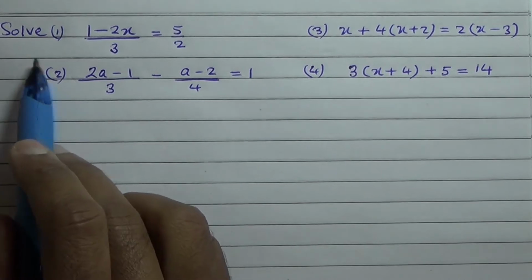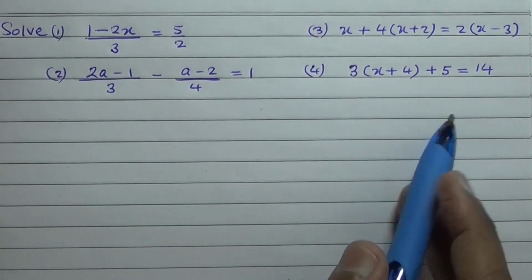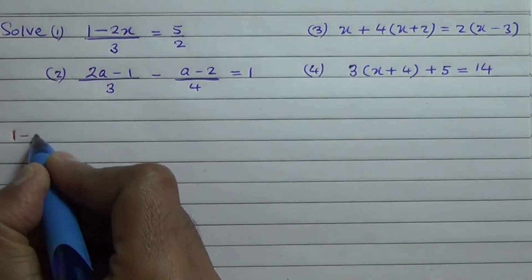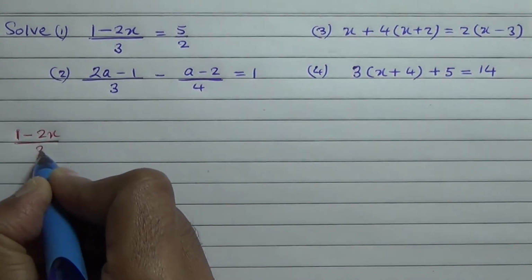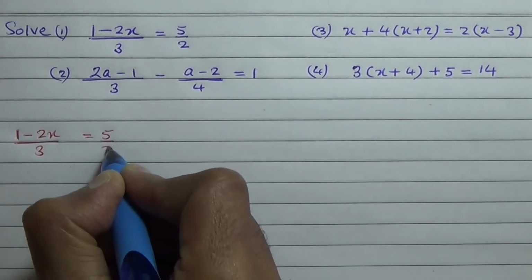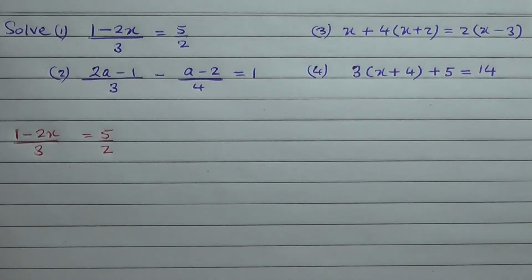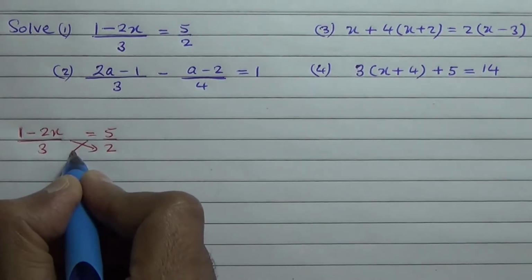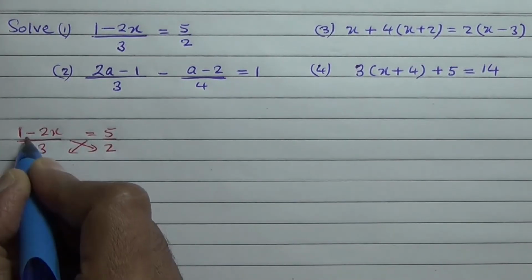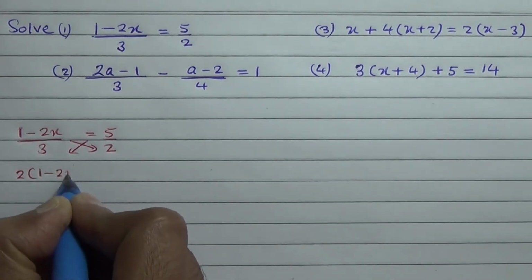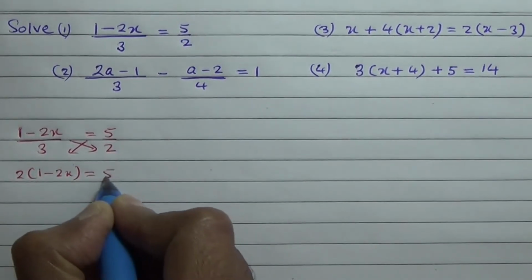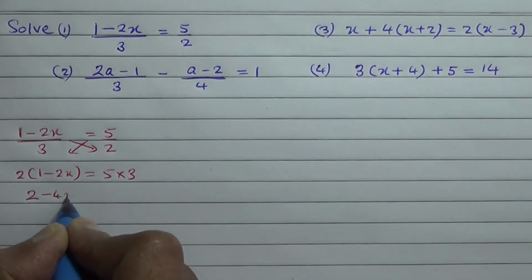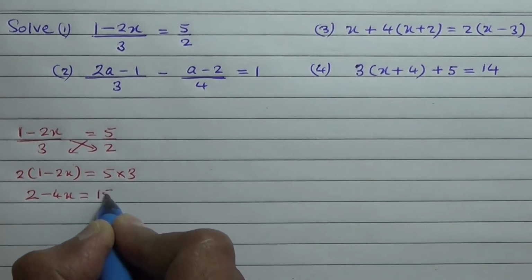Okay, now we need to solve these 4 equations. Let's take a look at all of them one by one. We got first equation, 1 minus 2x over 3 is equal to 5 over 2. So one of the best ways to solve these equations is to proceed by doing a cross multiplication. You multiply these two out. So 2 times 1 minus 2x is equal to 5 times 3. In other words, 2 times 1 is 2. 2 times minus 2x is minus 4x, and I've got 5 times 3, and then it says 15.